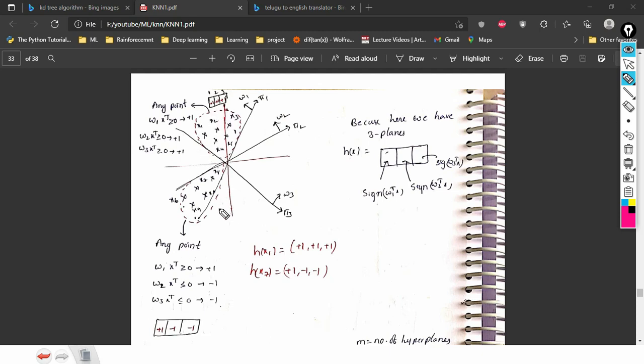When a query point xq came, it only searches in this region only. It won't go to any other region, because of that we will get low time complexity.